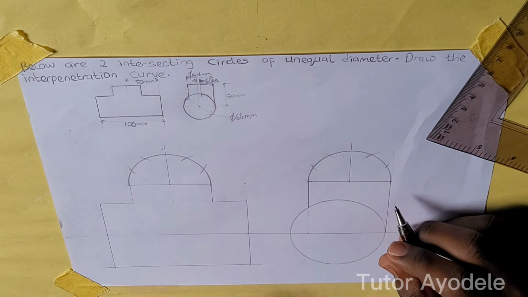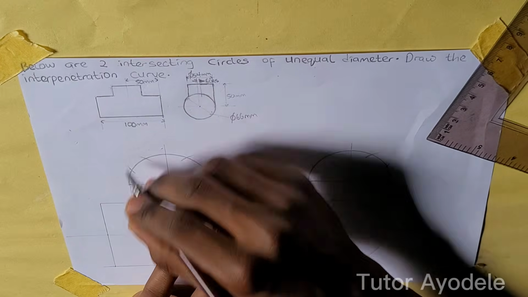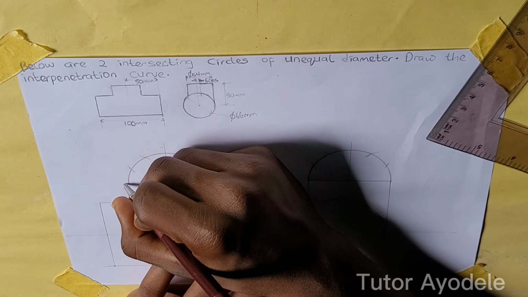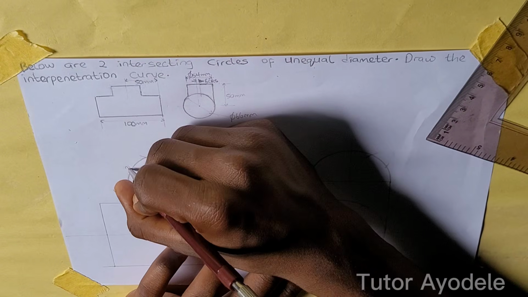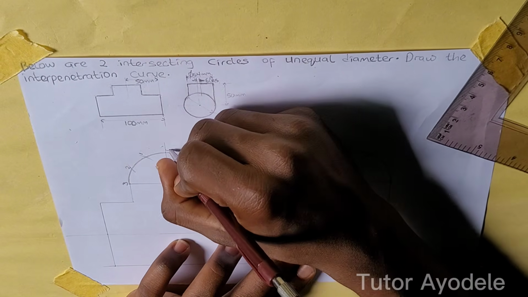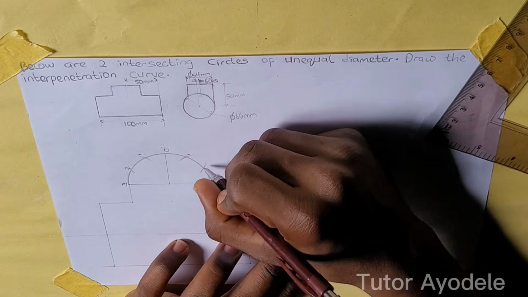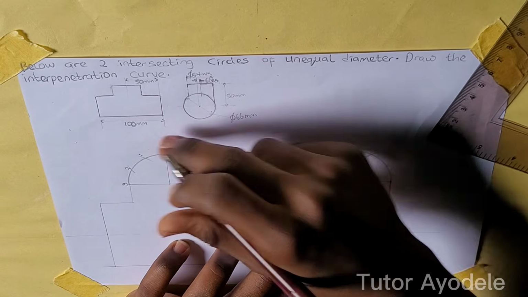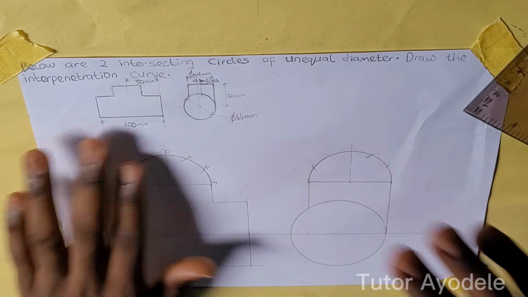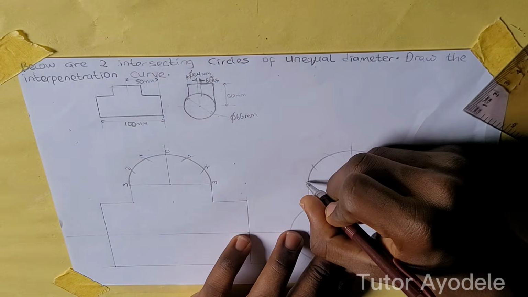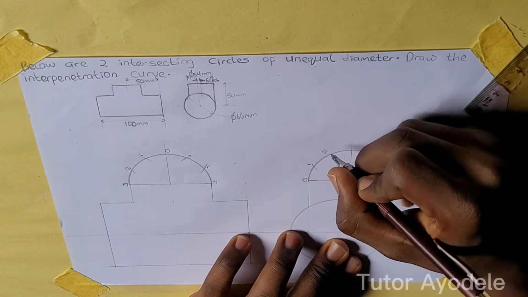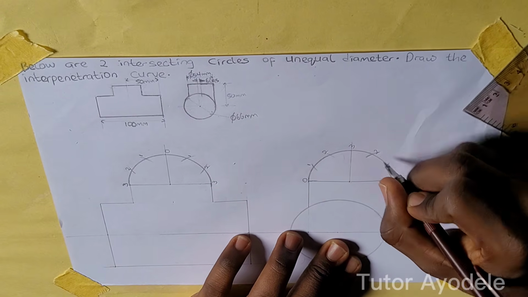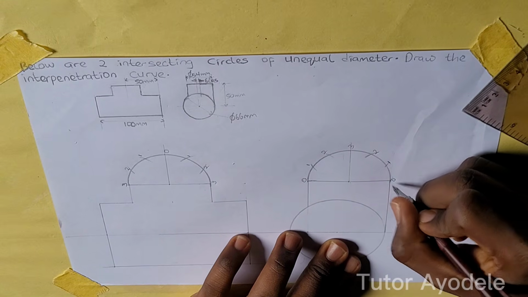Next, I'm going to label the points. So here is going to be three. Let's start from three: 3, 2, 1, 0, and 1, 2, 3. Then on this side, because the view changed, I'm going to start with 0 here: 0, 1, 2, 3, 2, 1, 0.